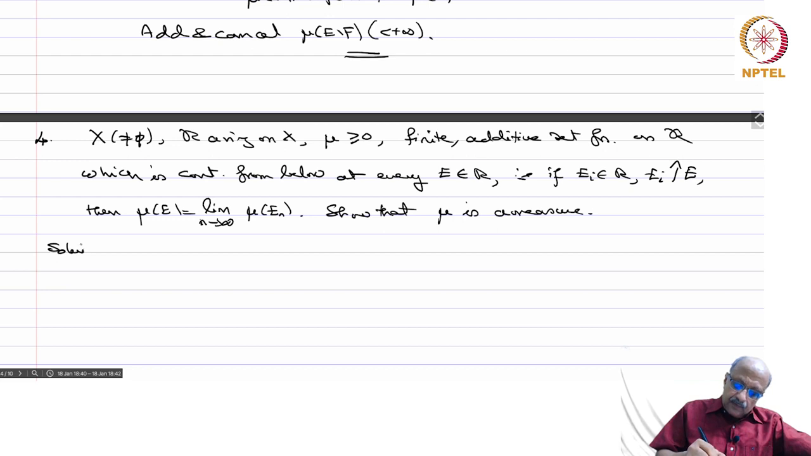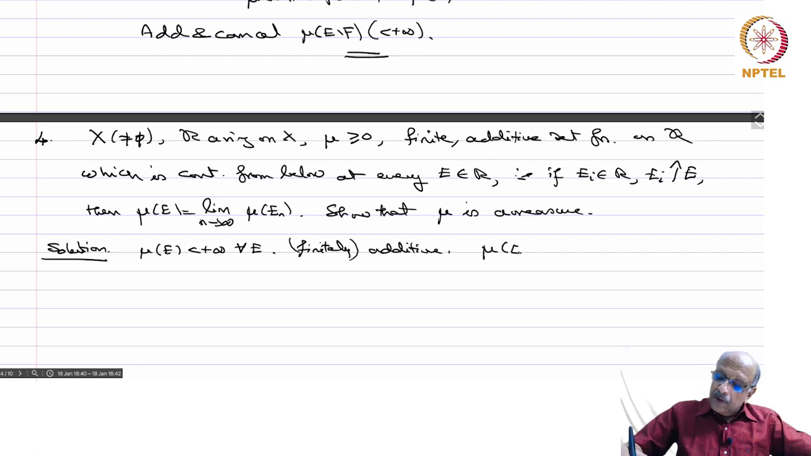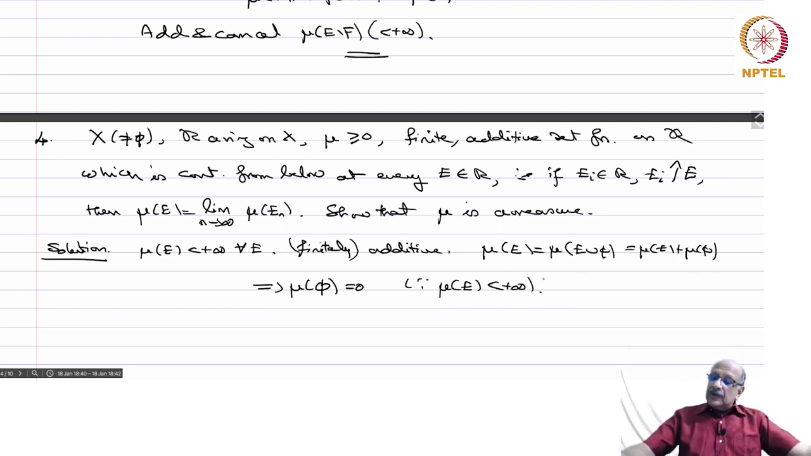So solution, mu is finite and finitely additive. Additive means finitely additive. Therefore, mu of E equals mu of E union phi equals mu E plus mu phi. I can now cancel mu E because it is finite, and therefore this implies that mu phi equal to 0, since mu E is finite. I couldn't have cancelled if mu E were infinity, both sides are infinity, and that tells you nothing about mu phi. Okay, so that is why mu phi is 0.